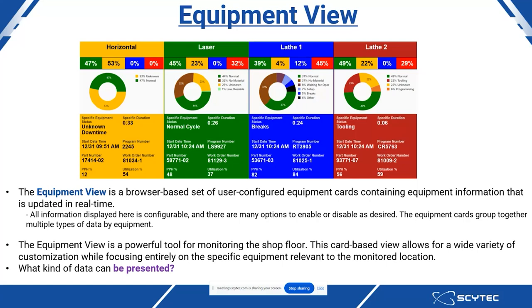We have next a lathe machine that has currently been in a planned downtime, specifically a break, for 24 minutes. And then next to that, we have another lathe machine that has been in tooling for 6 minutes, based off of that color red that you see there.